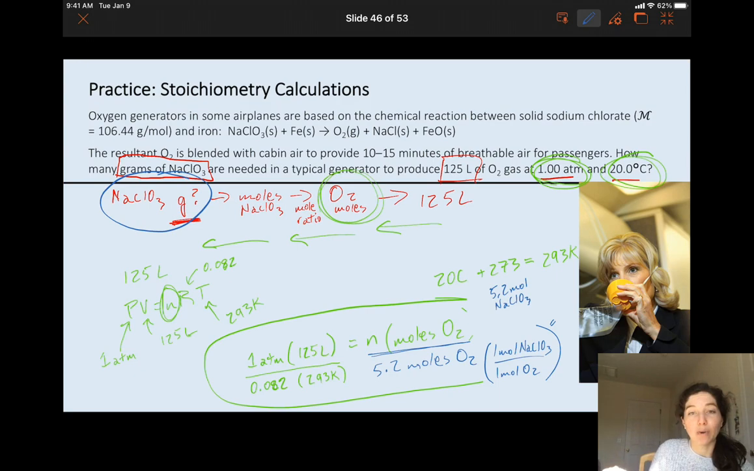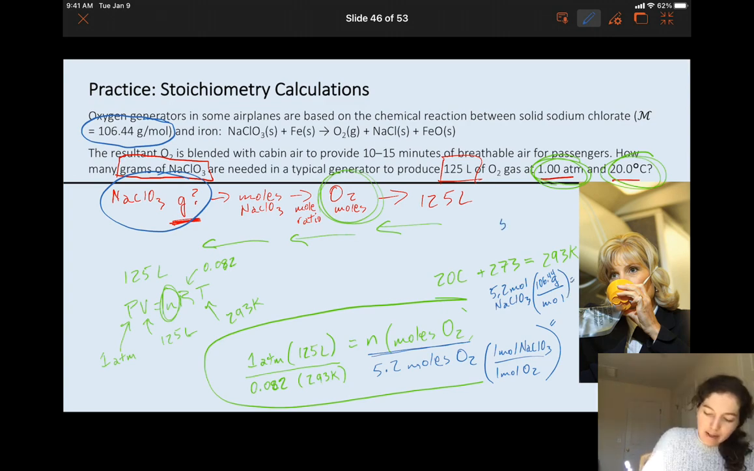And now we want to know how many grams, so we're going to use the mass from our periodic table in order to do this. So we're going to need to go to the periodic table and add all of this up. 1 sodium plus 1 chlorine plus 3 oxygens. And what we find is that our molar mass after that is 106.44 grams per mole. So you can just plug this into your calculator and find the solution. So we find that we need 553.8 grams of sodium chlorate.